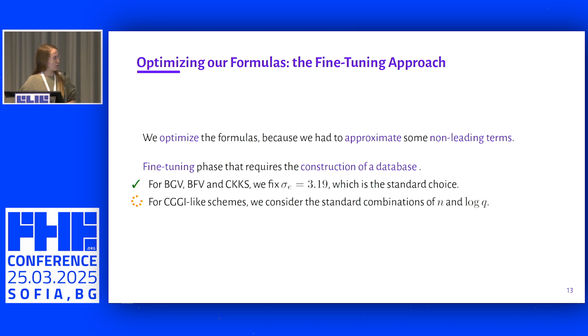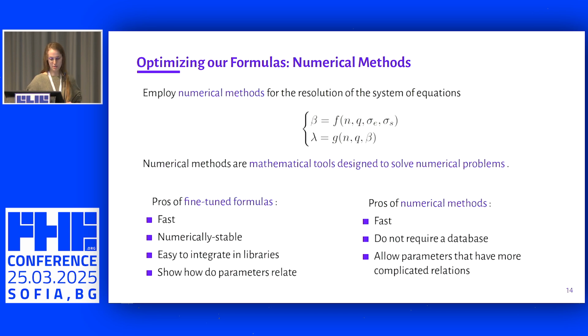But in the meantime, we also have a second way to deal with these little approximations. Basically, we go one step back, and we consider again the system of equations given by beta and lambda. And instead of approximating lambda, we solve this system of equations using numerical methods. Numerical methods are mathematical tools designed to solve numerical problems.